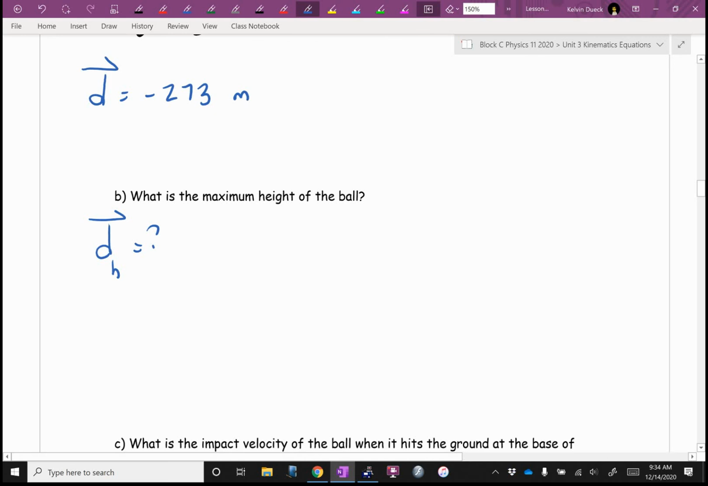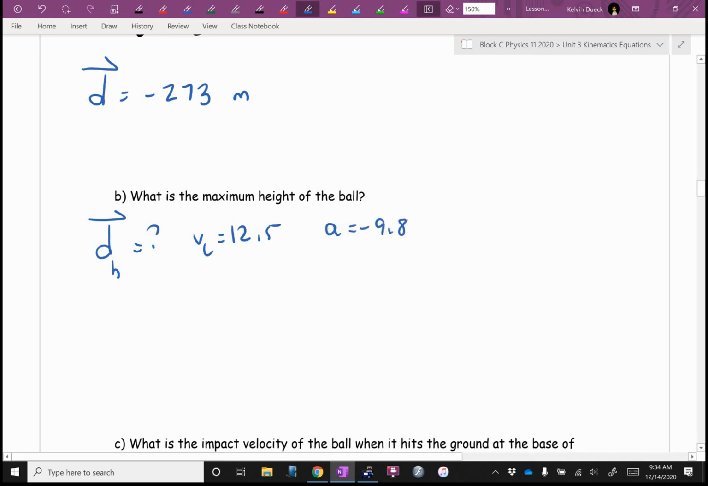Can I still use VI equals 12.5? I think so. We're still starting at 12.5. Can I use T equals 8.85? I don't think so. I think 8.85 seconds got us to the bottom of the cliff, so I can't use that. Can I still use A equals negative 9.8? Yeah.